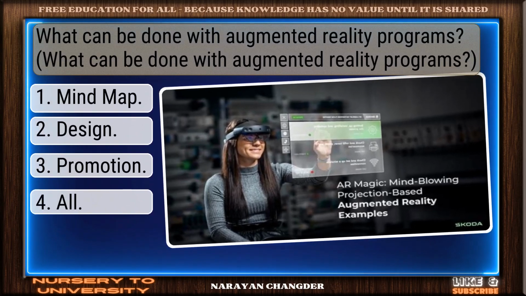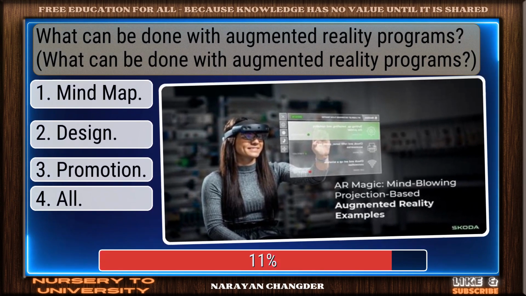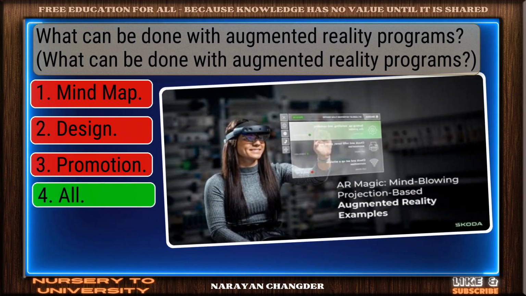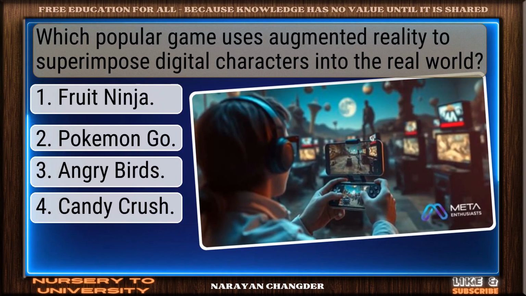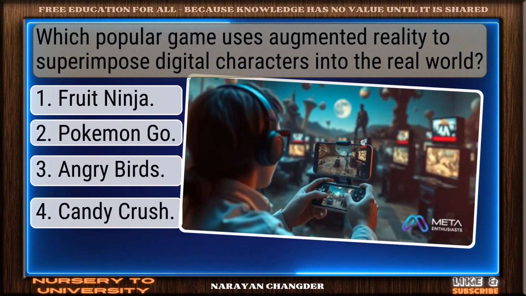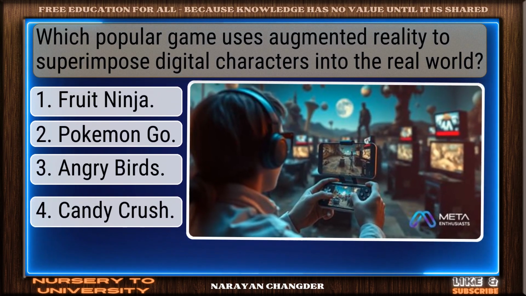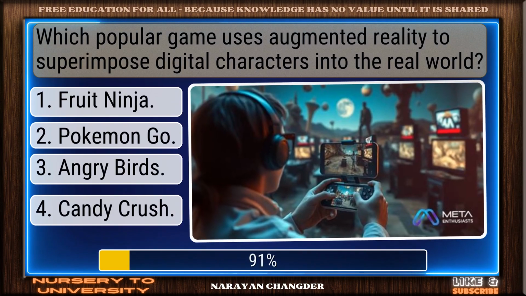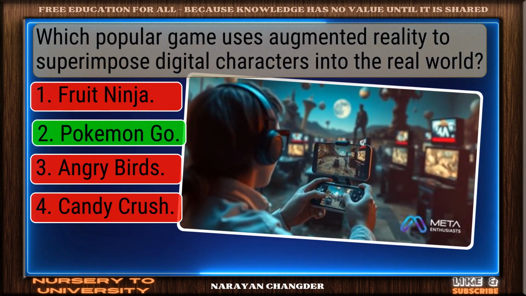Question number 1. What can be done with augmented reality programs? Excellent choice. All is the right answer. Question number 2. Which popular game uses augmented reality to superimpose digital characters into the real world? Strong choice. Pokemon Go is the right answer.